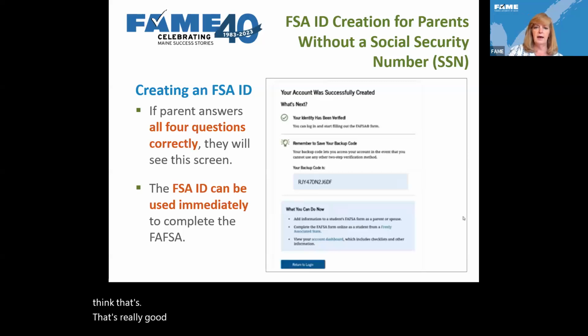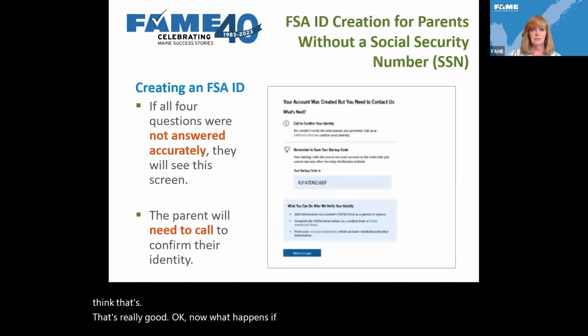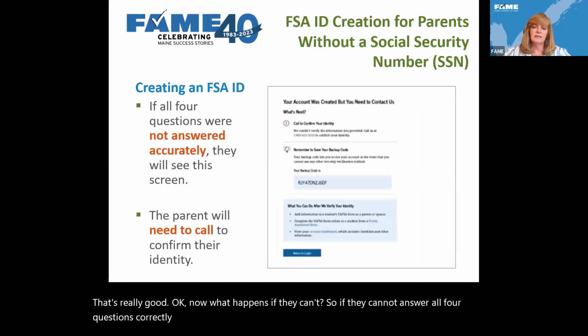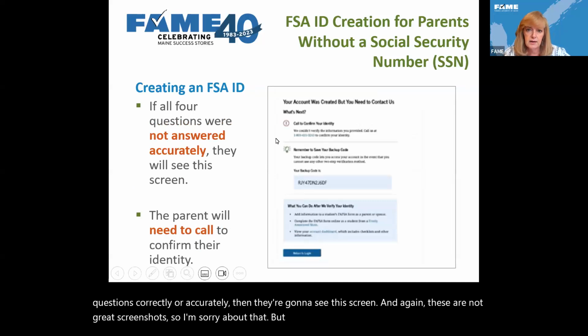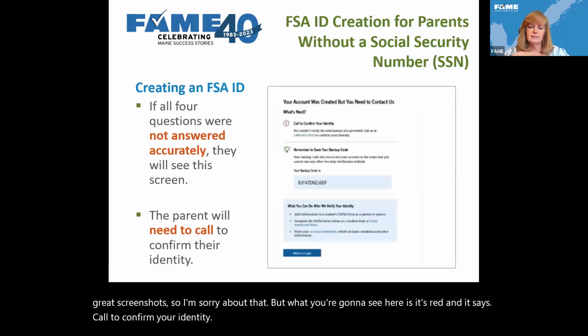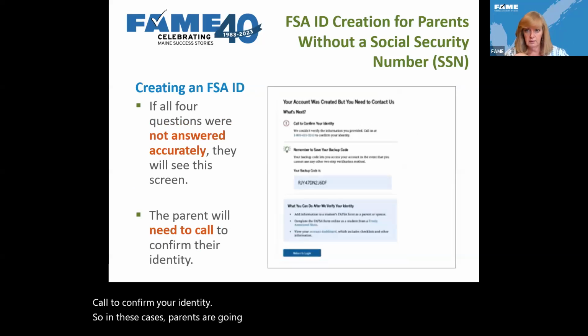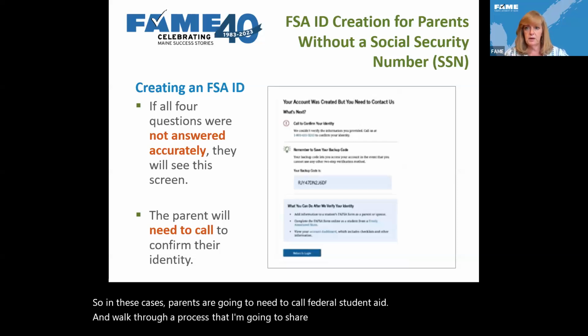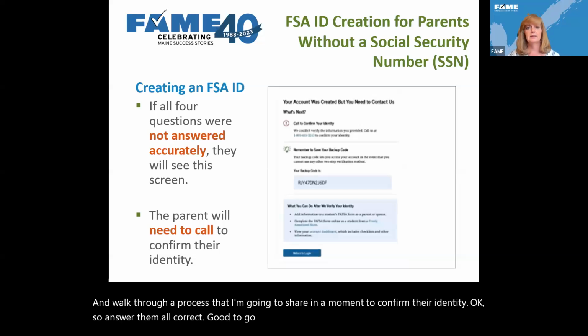Okay. Now, what happens if they can't? If they cannot answer all 4 questions correctly or accurately, then they're going to see this screen. And again, these are not great screenshots, so I'm sorry about that. But what you're going to see here is it's red, and it says, call to confirm your identity. So in these cases, parents are going to need to call federal student aid and walk through a process that I'm going to share in a moment to confirm their identity. Okay, so answer them all correctly, good to go. Miss any of them, then they're going to have to call federal student aid.